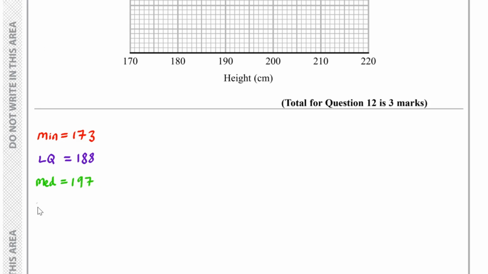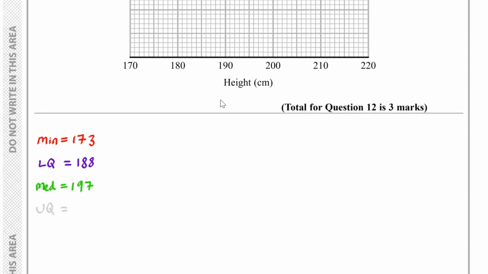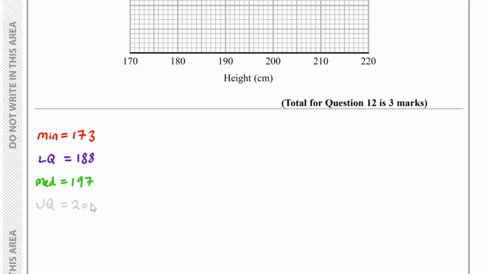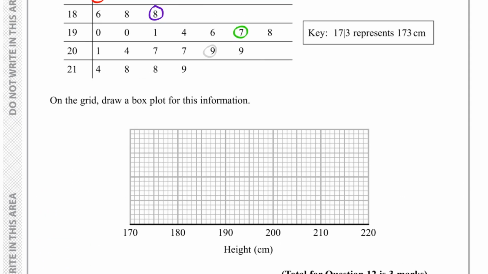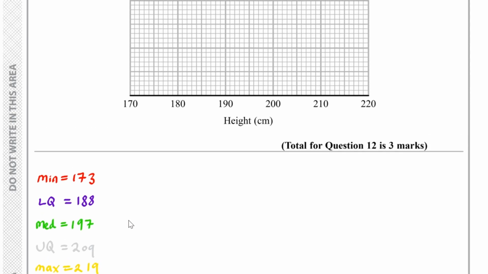The upper quartile is going to equal 6 times 3, which is 18. So we've got 12, 13, 14, 15, 16, 17, 18. So we've got 209 for the upper quartile. And the maximum value is obviously this 219. So all we now have to do is simply plot all these on this.